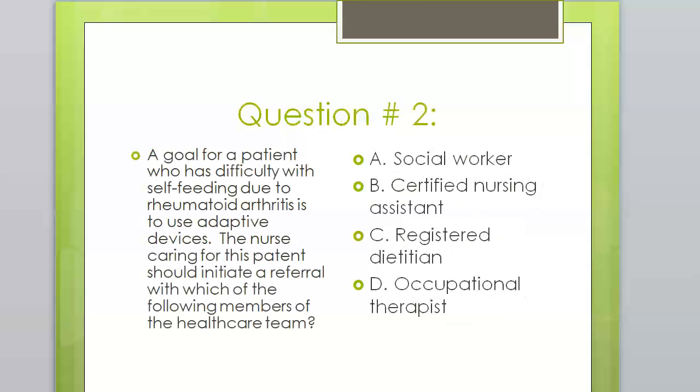Okay, question 2. A goal for a patient who has difficulty with self-feeding due to rheumatoid arthritis is to use adaptive devices. The nurse caring for this patient should initiate a referral with which of the following members of the healthcare team? Now this is a select all that apply, so let's see if we have more than one answer here. Think about it.